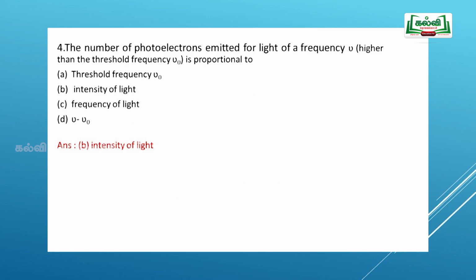Next, we'll move on to the fourth question. Question number 4. The number of photoelectrons emitted for light of frequency nu higher than the threshold frequency nu naught is proportional to threshold frequency, intensity of light, frequency of light, nu minus nu naught. As we saw in the concept, the number of electrons emitted for a light of frequency nu is proportional to intensity of light. So the option B is correct, intensity of light.